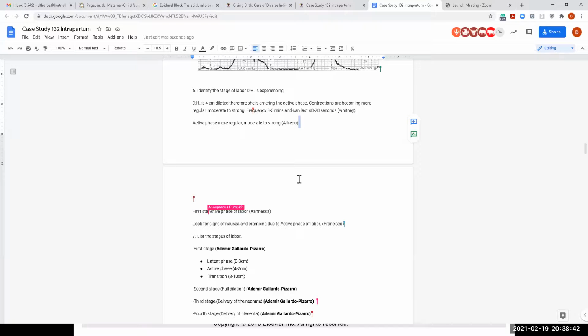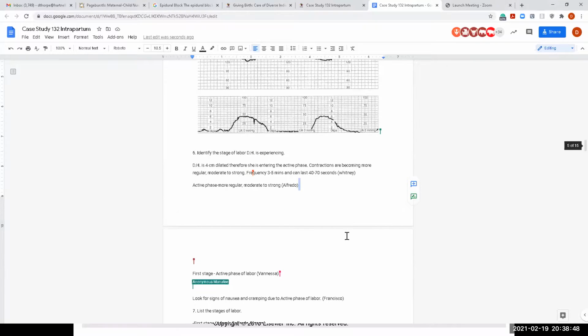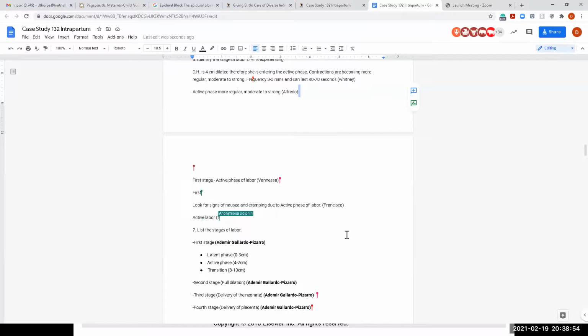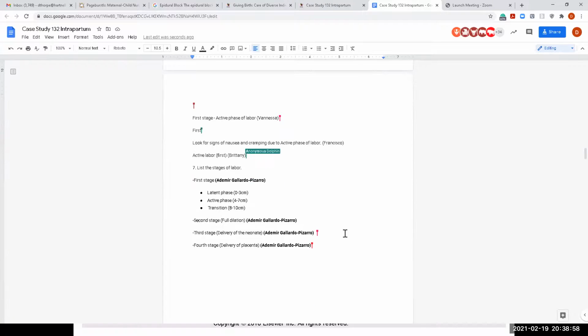So if you're thinking first, second, etc., what stage? Good. Vanessa, you put first stage. Yeah. She's in the first stage of labor. Good.